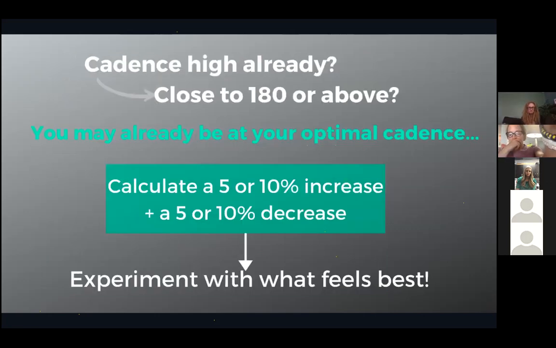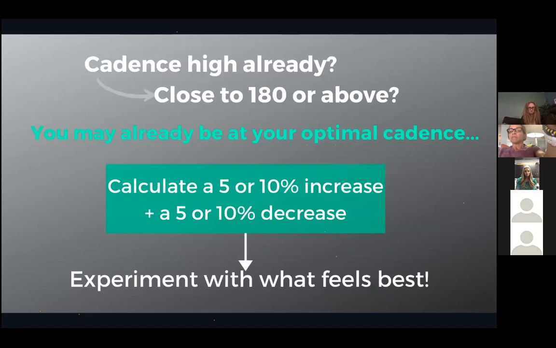So what if you already have a really high cadence? Some people are close to 180 already, or they're even at 190 steps per minute. What we're looking to do here is really just find your ideal cadence. So you can experiment with a slight decrease in cadence too. It's not often that this will be the case. Most recreational runners are running with a lower cadence than would be optimal for their body. But that is something you can do. You can experiment with a 5 to 10% increase or decrease.